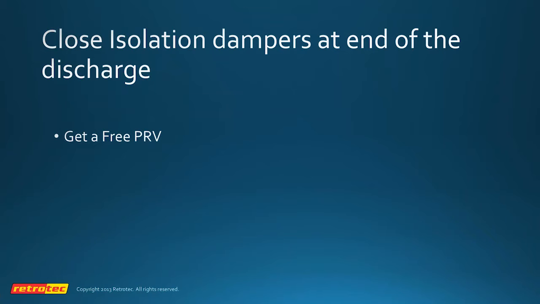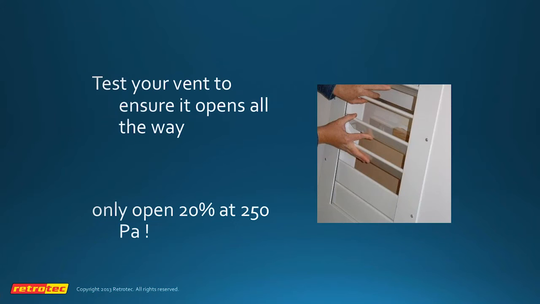During the discharge time, very little, if any, agent gets lost across those dampers. And particularly in the case of halocarbons, the room is under a negative pressure for quite a while, so it's not actually losing any agent at all during the agent discharge. So that's one option to get a free pressure relief vent, is simply to close the isolation dampers towards the end of the discharge. It wouldn't have to be at the end, but you could start closing the dampers, say, after 10 seconds after the start of the discharge, for example.